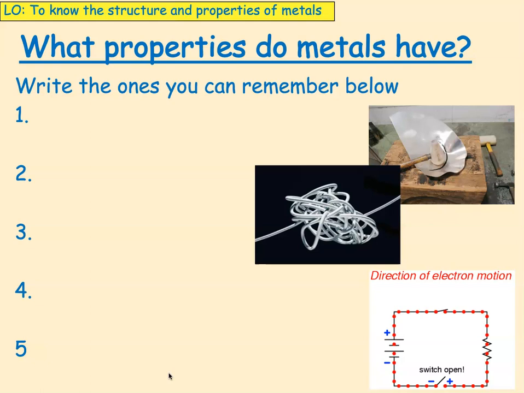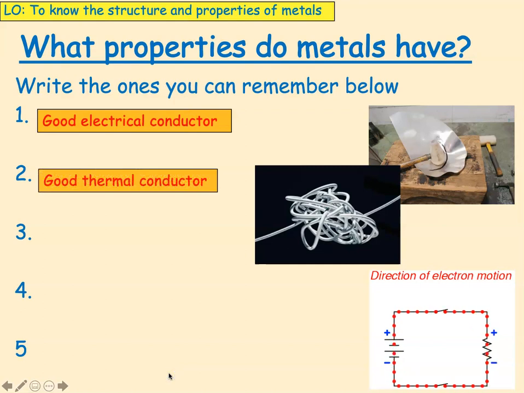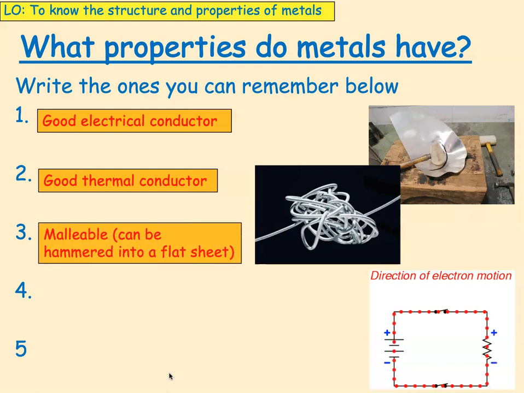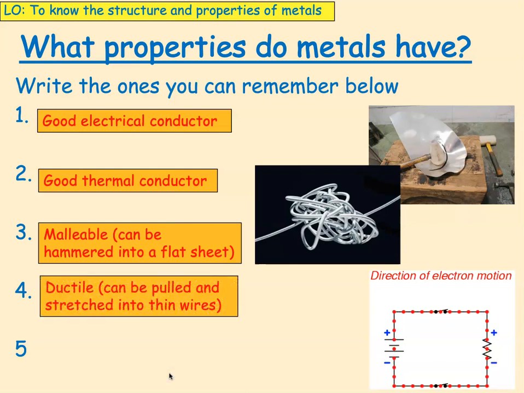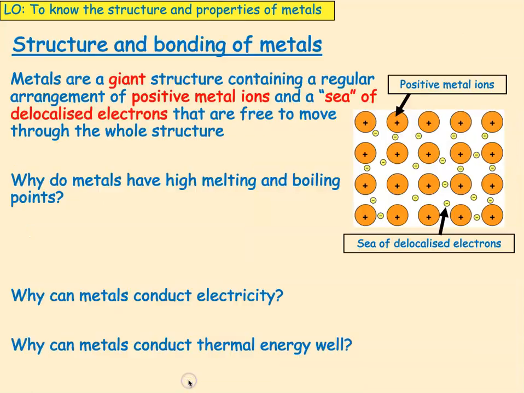Okay, so some of the properties of metals. Well, first of all, they're good electrical conductors. They're also good thermal conductors. They are malleable. That means that they can be hammered into a flat sheet. They're ductile, so they can be pulled and stretched into wires. And they have high melting and boiling points, especially the transition metals. So let's have a look at the structure of metals.